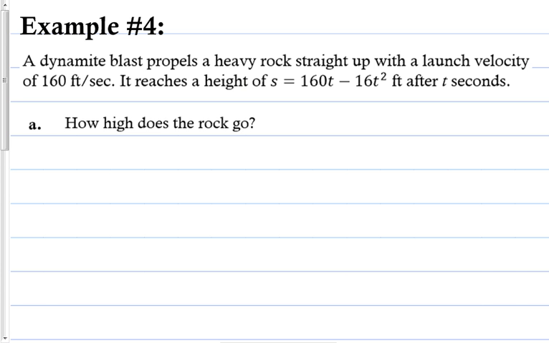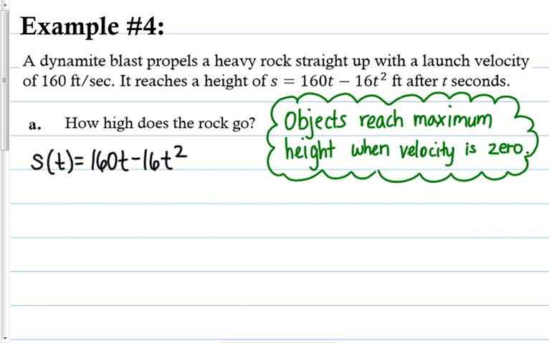In order to figure out how high the rock goes, I need to focus on the fact that an object reaches maximum height when the velocity is 0, because it stops going up once it reaches its height, since then it comes right back down. So I'm going to go ahead and write that. I have my position function, and I decided to call it s of t. In the question it's just s, no biggie. So remember, objects reach maximum height when velocity is 0.